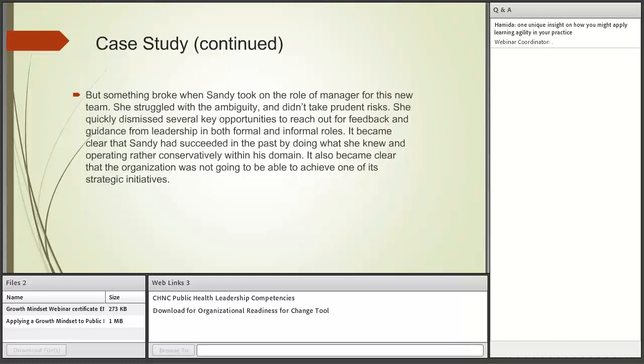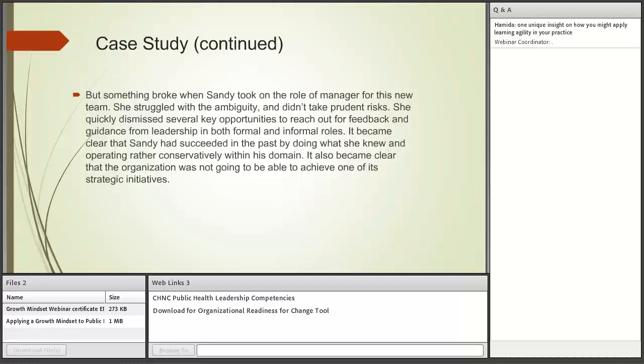So this case study continues, and we see that Sandy might be needing some perspective and to look at her learning agility from a different angle. There might be areas where she needs to develop herself further and also to leverage her strengths a little bit more. So if you look at one area that pops up for learning agility, it is the defending component.